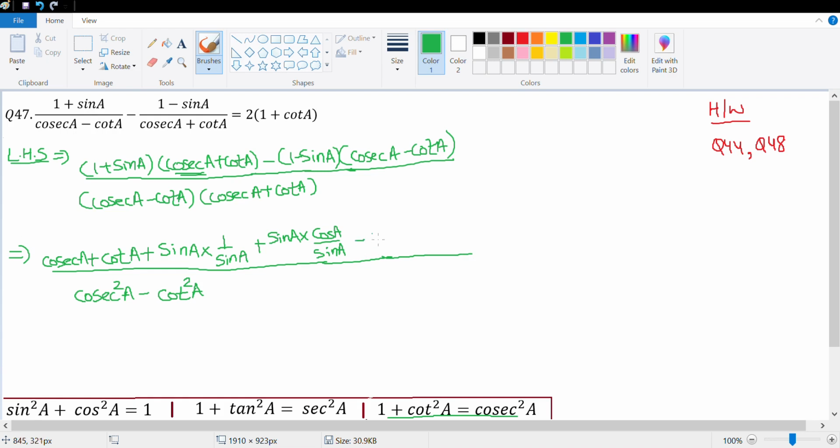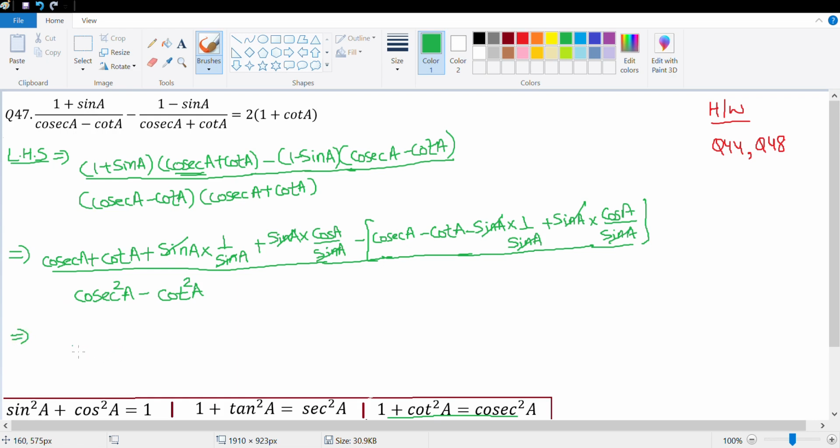Let's start looking at the second part of the question in the numerator. So 1 times cosec A, which means cosec A, 1 times minus cot A, which means minus cot A, and negative sin A times cosec A, which means minus sin A times 1 upon sin A, and minus sin A into minus cot A would be plus sin A times cos A upon sin A. Done. So let's cancel whatever we can. Sin A and sin A gets cancelled. Here it gets cancelled. Similarly, here it gets cancelled, and here it gets cancelled.